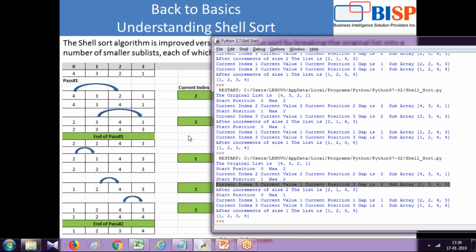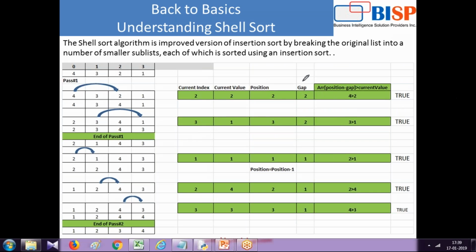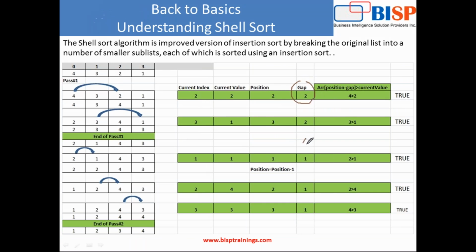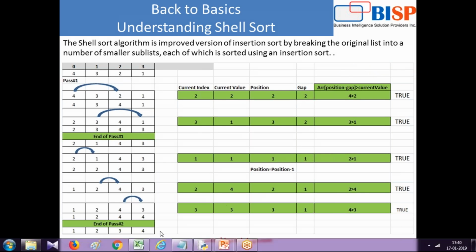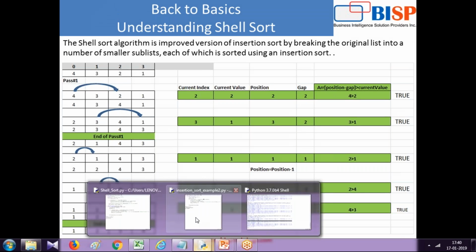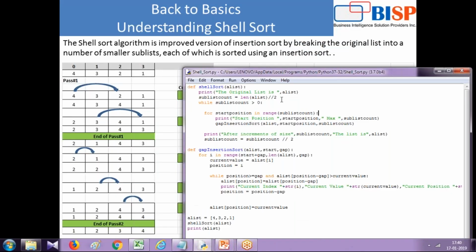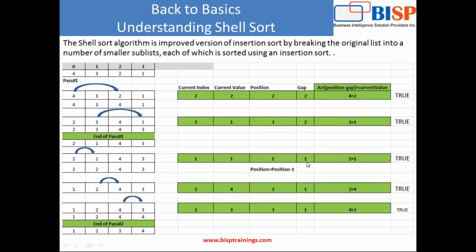Then you move into the second pass. In the second pass, the value of gap is 1 now, because again you apply size of array divided by 2, and again you divide by 2. So 2 divided by 2 equals 1, which I used over here in this algorithm. First time, size of array divided by 2. I use the len function over here, and the name of the variable is sublist count. And again I divide by 2. So 2 divided by 2, it is 1. This time it is 1.